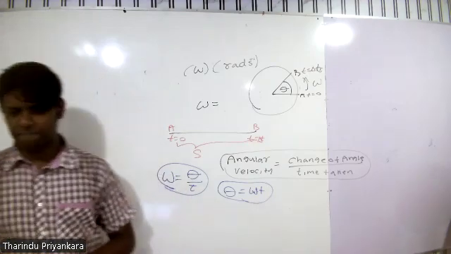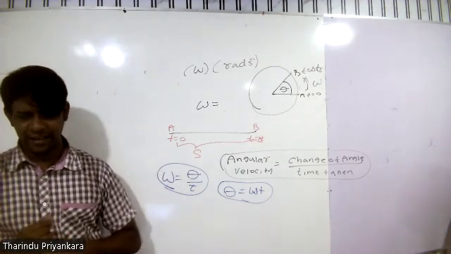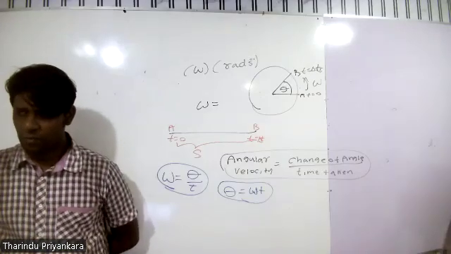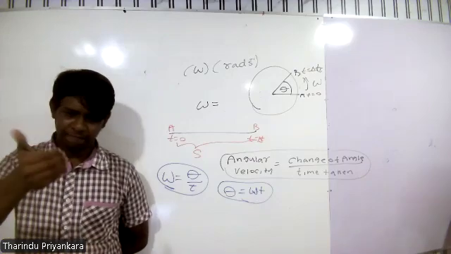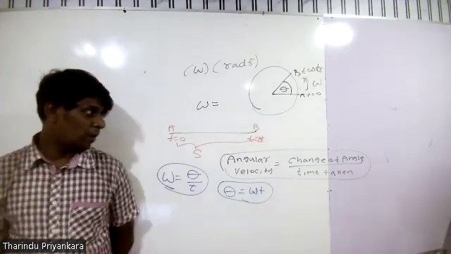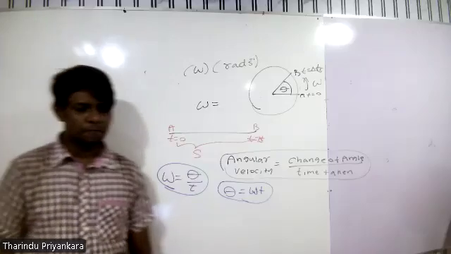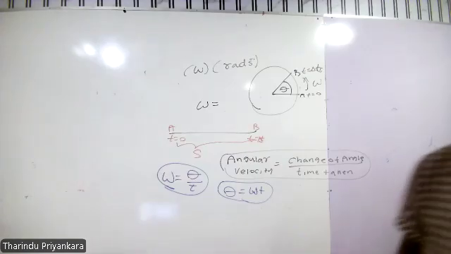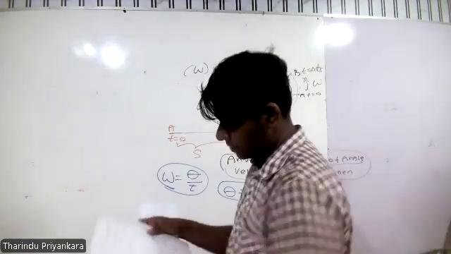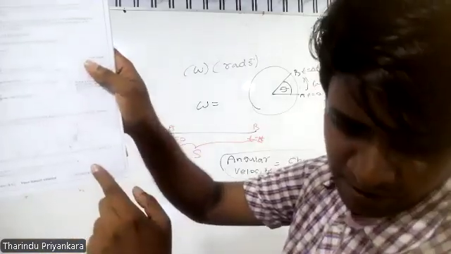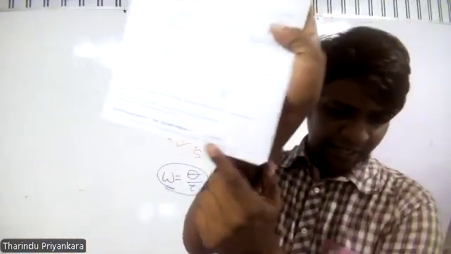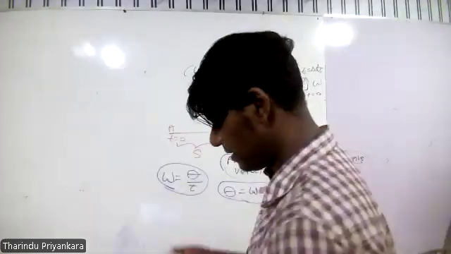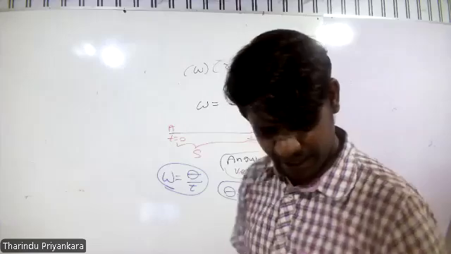It is a scalar quantity. Angular displacement is a scalar. But angular velocity is not. It has some direction. You have to use what is called the right hand rule. That part I have included here in the theory book. I will tell you how to find it. Angular velocity is a vector.